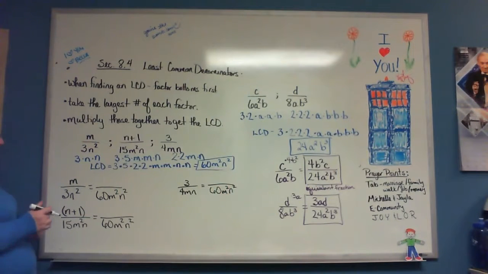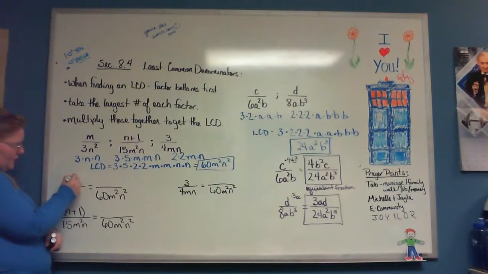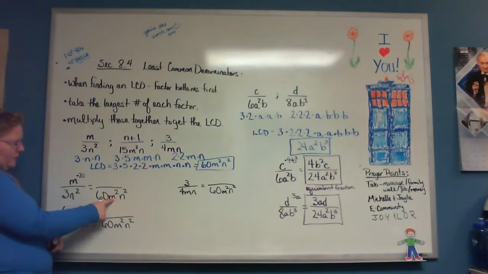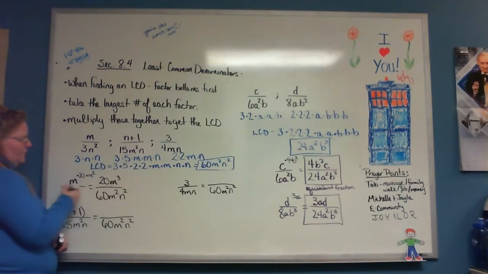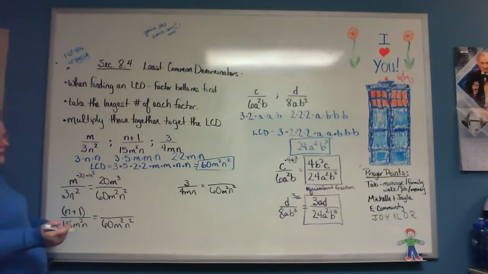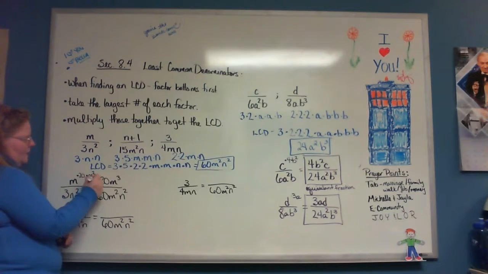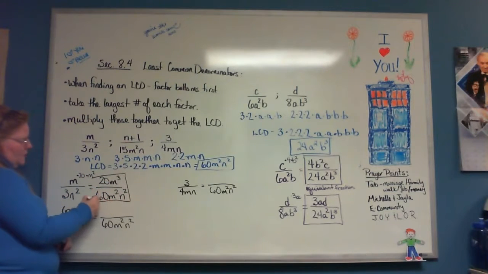Okay? So I hope you said 3 times 20 is what gives you 60. And then I have an n squared, but I don't have an m squared, which will make this new top 20 m cubed. Now they asked for the equivalent fraction, so it's not just the top, it's the whole thing.